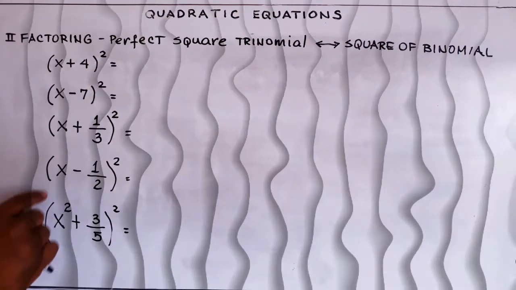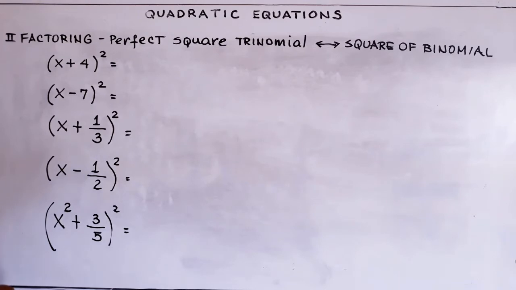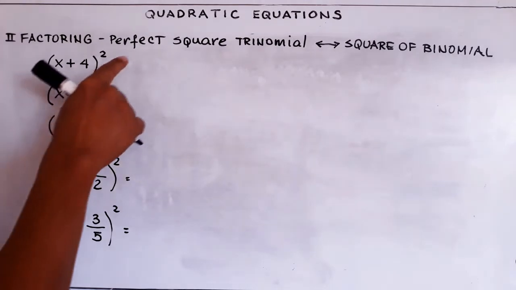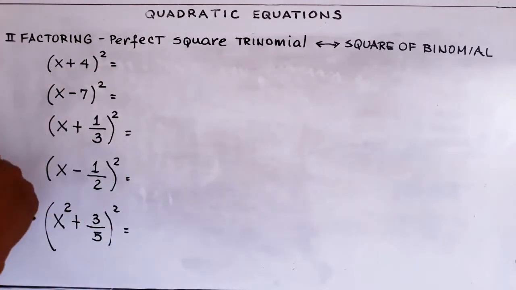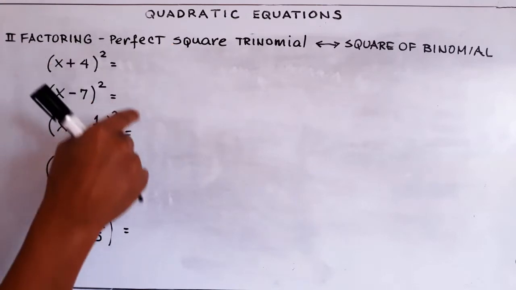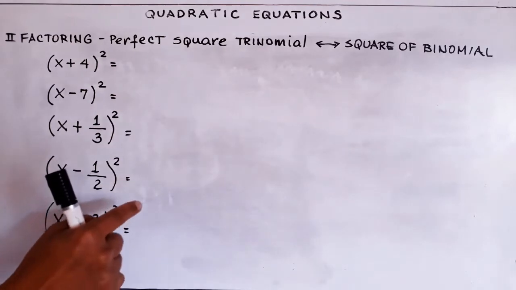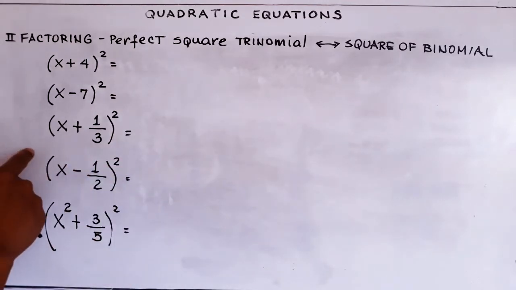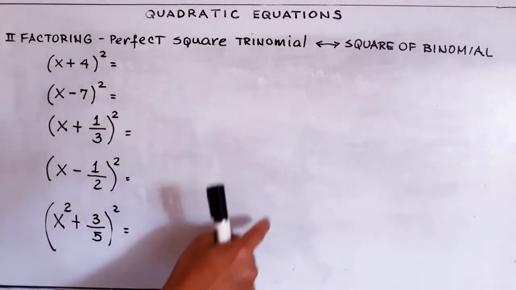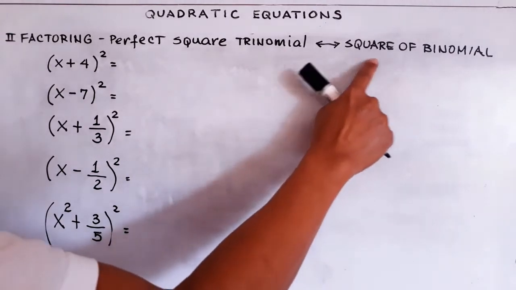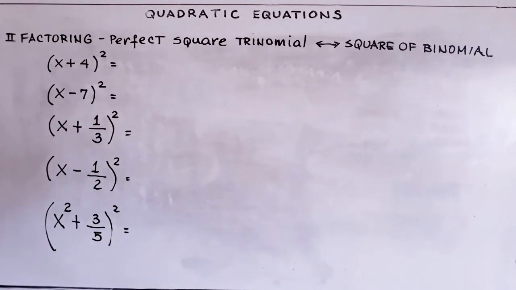Okay, we have the second factoring, which is the perfect square trinomial. But before we proceed to the solution of this factoring of the perfect square trinomial, let's have a review of how we got the perfect square trinomial, and that is the square of a binomial.